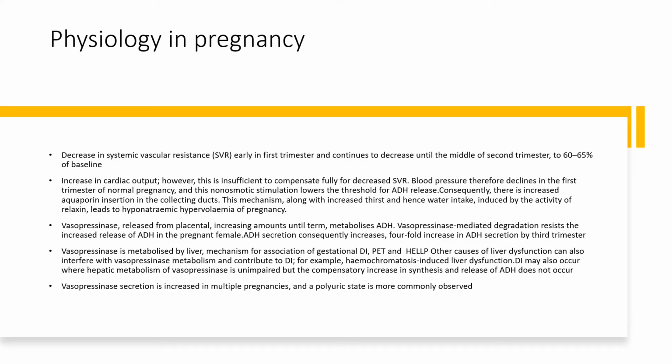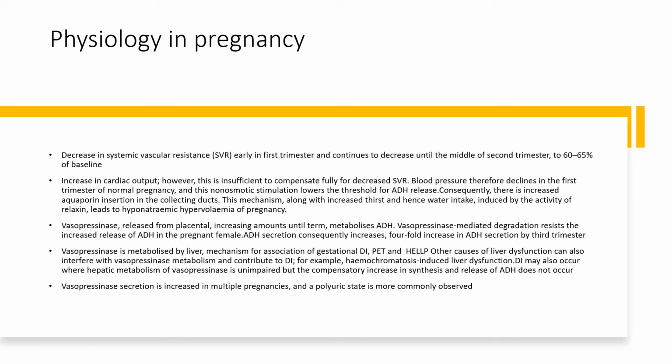So, physiology in pregnancy: there is a decrease in systemic vascular resistance early in the first trimester, which continues to decrease until the middle of the second trimester to about 60 to 65% of baseline. There's also an increase in cardiac output. However, this is insufficient to compensate fully for the decreased systemic vascular resistance.